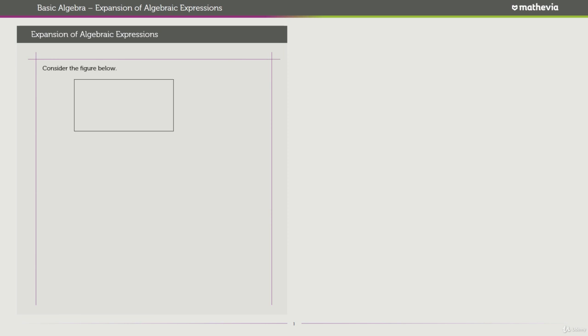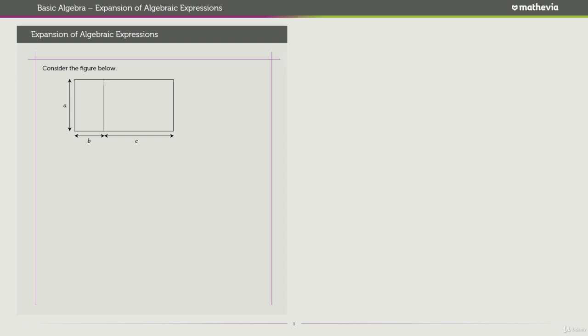Consider the figure below. We have a rectangle there, and I'm going to split this rectangle into two using that line. Then I'm going to label the width of this rectangle as A, and I've split the length into two portions. I'm going to label the smaller one B, and the larger one C. So what is the significance of this? Where are we going with this?